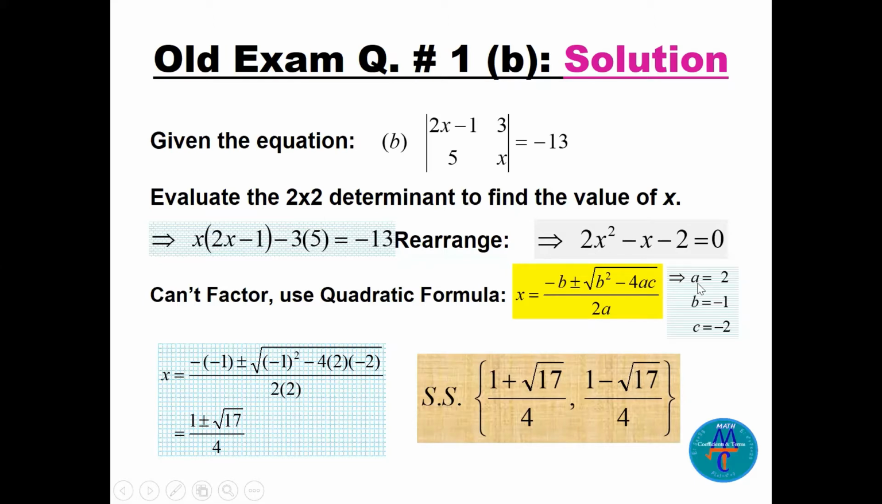So a is 2, b is minus 1, c is minus 2. We cannot factor it. That's why I put this question here. Cannot factor, so we use the quadratic formula. x will be minus b plus or minus the square root of b squared minus 4ac, all divided by 2a. Put the numbers there. These are the values of the x.